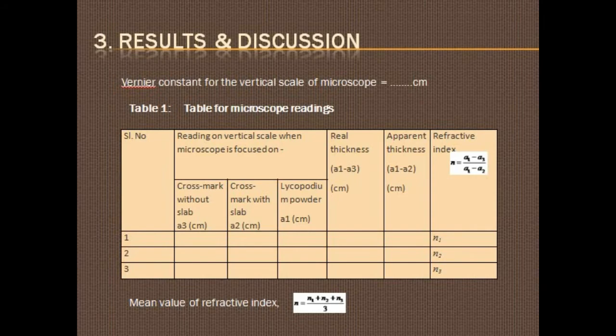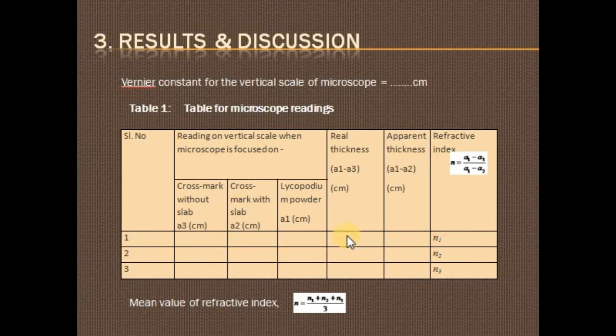So these are the results of the experiment. First you have to find out the vernier constant, or the least count, of your vernier scale. Then you have to prepare this table. As the experiment has been explained, you have to find the corresponding readings. First we find the cross mark without the glass slab, and you write the vernier as well as the main scale reading.